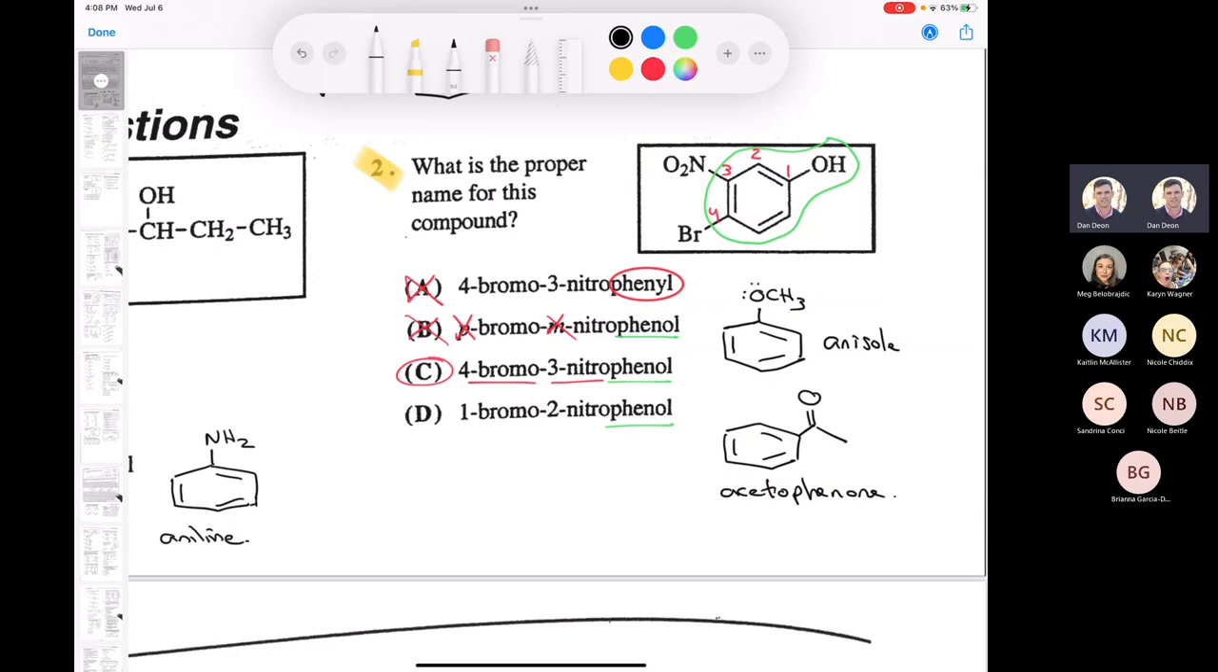Styrene doesn't come up a lot except for in chapter 27. But styrene is when you have a vinyl group coming off of your aromatic ring. So this is styrene. And of course, you need to know things like toluene, right, and phenol, of course. So anyhow, we'll leave it at that. But those are the kind of rules that I wanted to cover there.